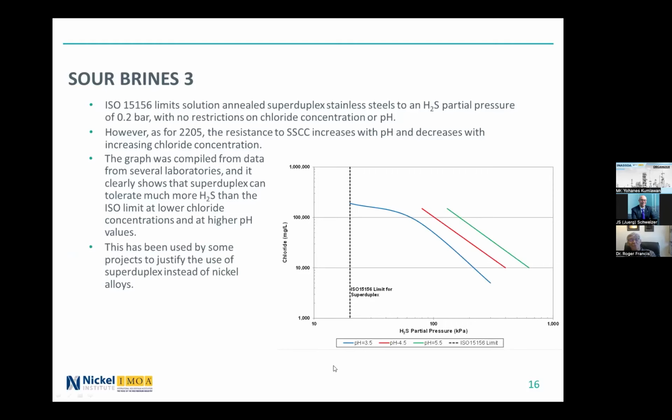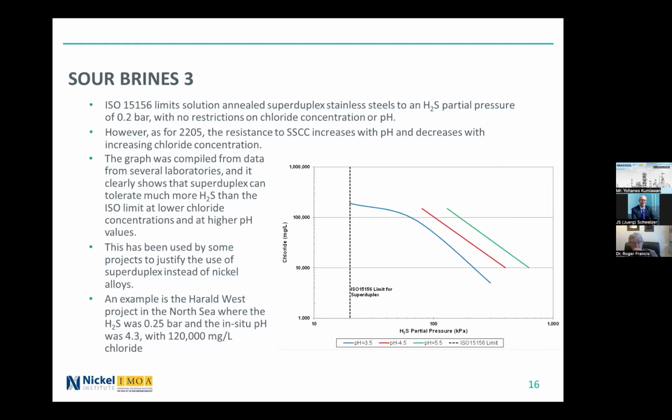Now, this has been used by some projects to justify the use of super duplex instead of nickel alloys. I'll give you one example, which was the Harold West project in the North Sea, where the H2S was 0.25 bar, which is 25 kilopascals, which exceeds this dashed line. The in situ pH was 4.3 with 120,000 milligrams per litre chloride. So we're sitting somewhere about here, and the pH limit is somewhere up here. So it's well within its operating limits, and super duplex has worked extremely well in that project.